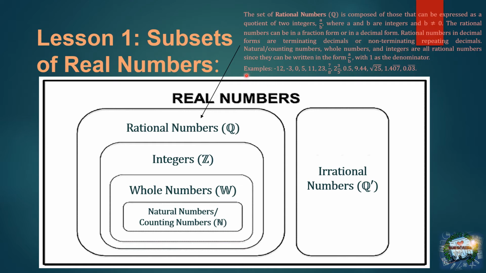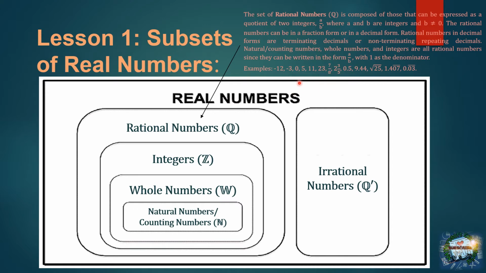So, examples natin dito ay negative 12. Oh, that's a negative integer. Negative 3 is also a negative integer. So, kita natin na rational nga siya. So 0. 0 is a part of the whole numbers, so that's a rational number also. 5, 11, 23. So those are rational numbers.